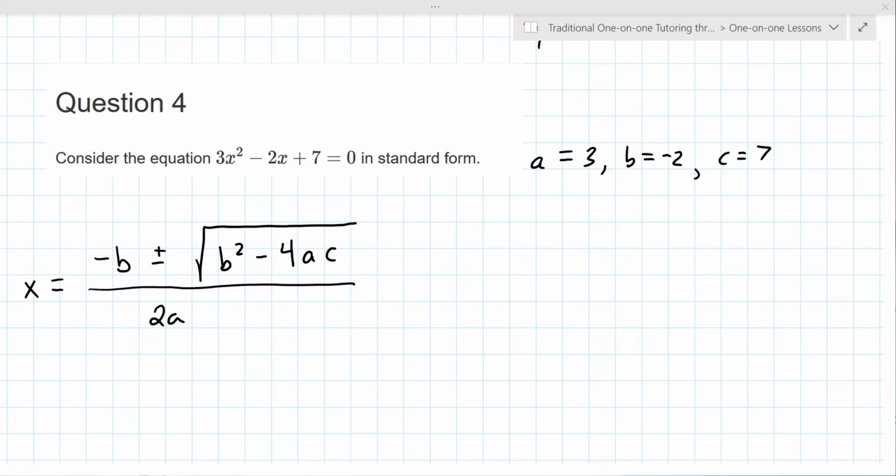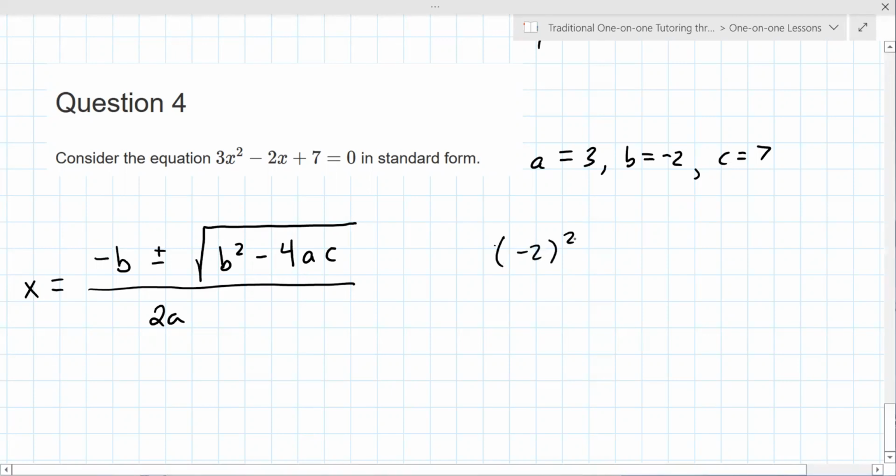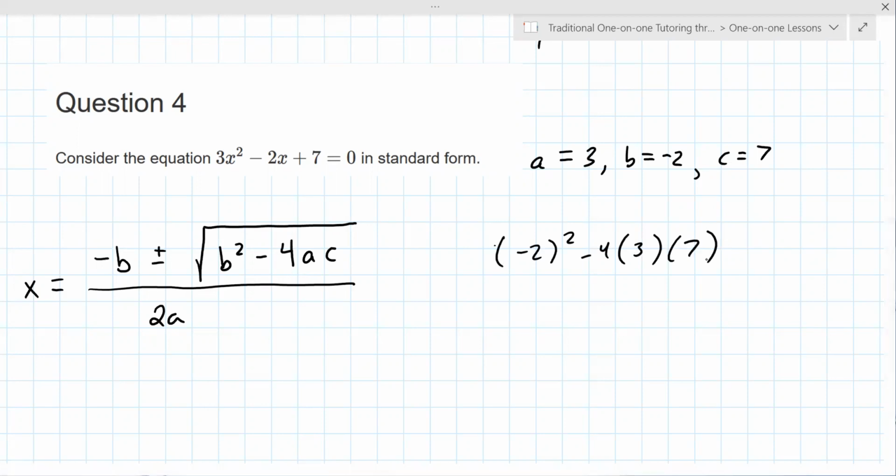$65. Try again. So it should be -2 squared, right? Oh. -4 times 3 times 7. That doesn't look right either.